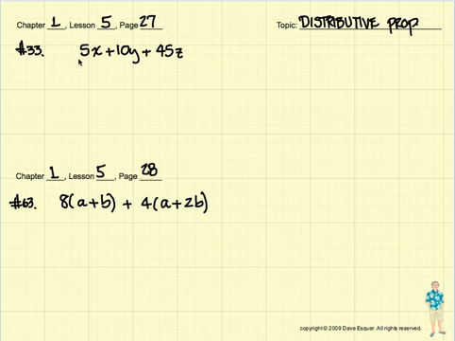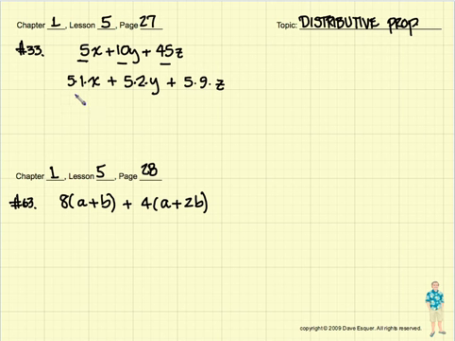So let's look at a 5, our 10, and our 45, and see if we can find things that are common. I think I'm going to rewrite this as 5 times 1 times x plus 5 times 2 times y plus 5 times 9 times z. 5 times 1 is 5, 5 times 2 is 10, 5 times 9 is 45.